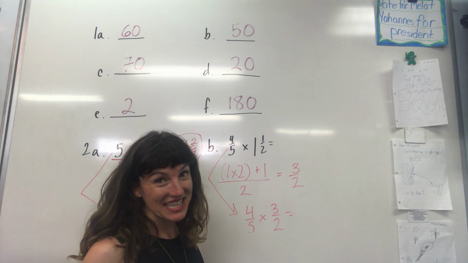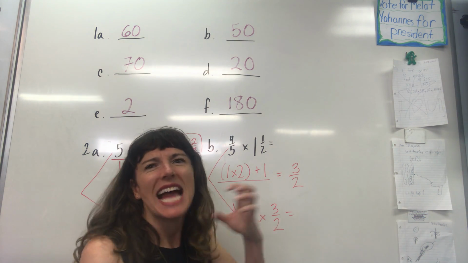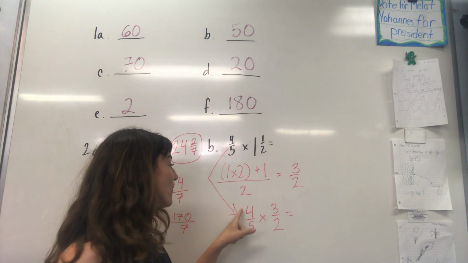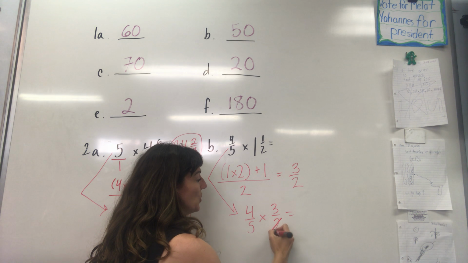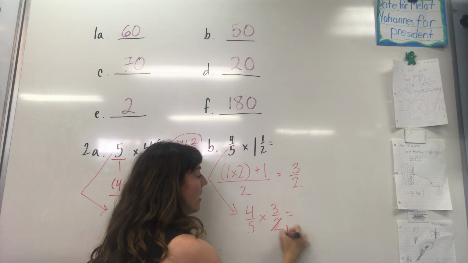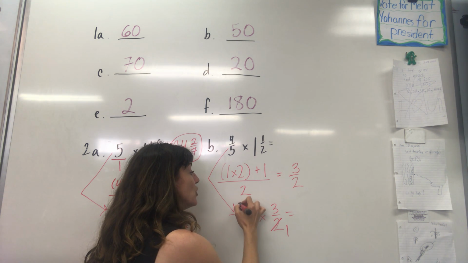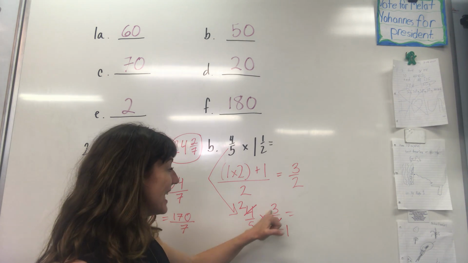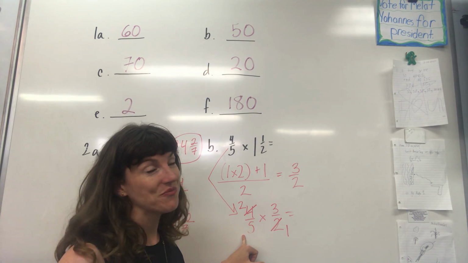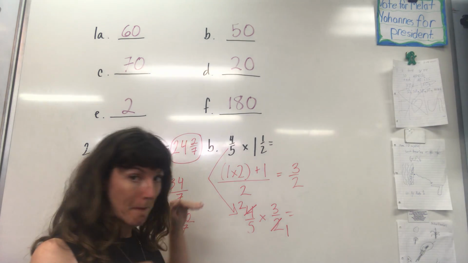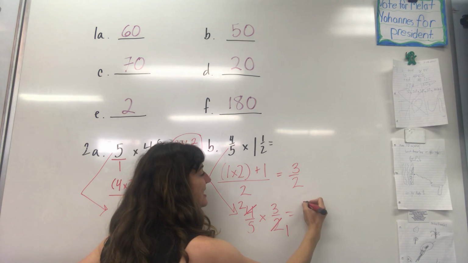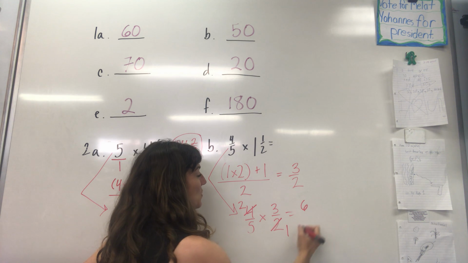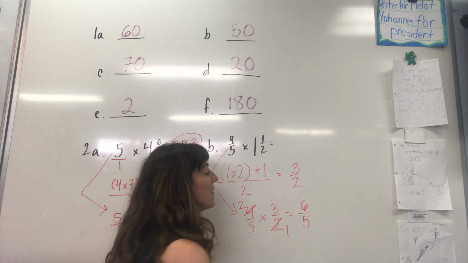Check if you can cancel anything. I already see it. 4 and 2 I can cancel by dividing by 2. 2 divided by 2 is 1, and 4 divided by 2 is 2. Can I cancel anything in 3 and 5? No. So now I'm ready to multiply across. 2 times 3 is 6, and 5 times 1 is 5.